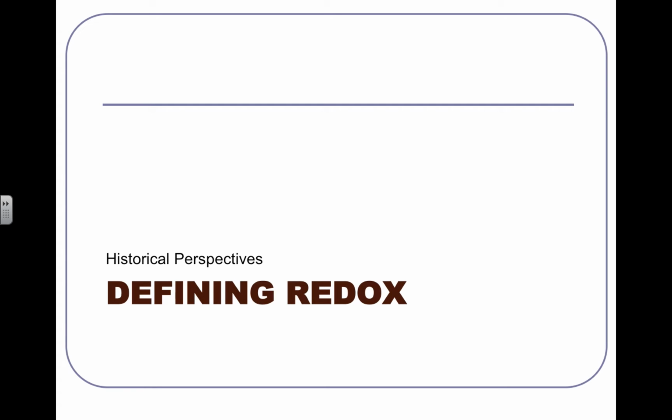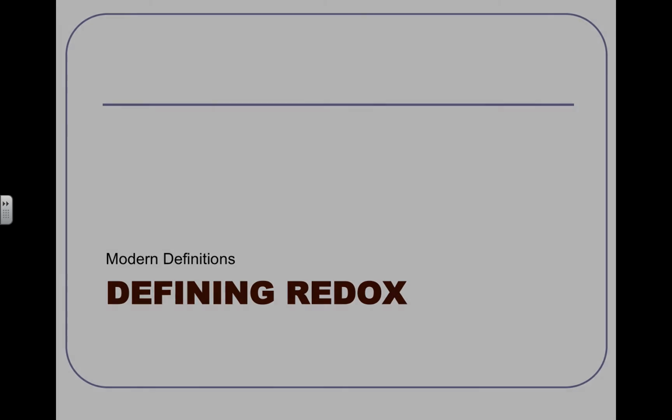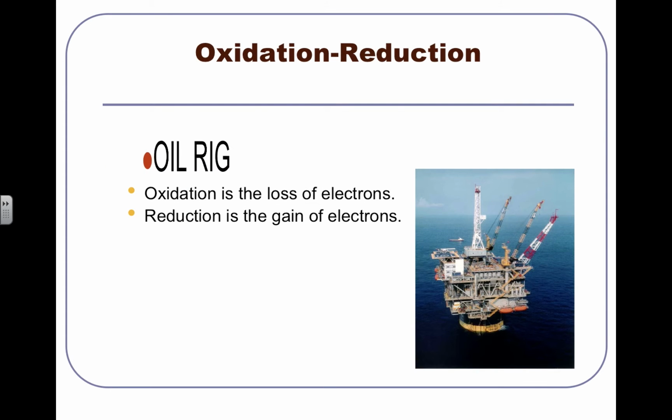And reduction was thought of either as the loss of oxygen or as the gain of hydrogen. These definitions are not current, and they're really not incorrect so much as they are incomplete. So fast forward to the point that we now know about electrons, and we have our modern definitions. We can remember this little mnemonic device, OIL RIG. Oxidation is the loss of electrons, and reduction is the gain of electrons.